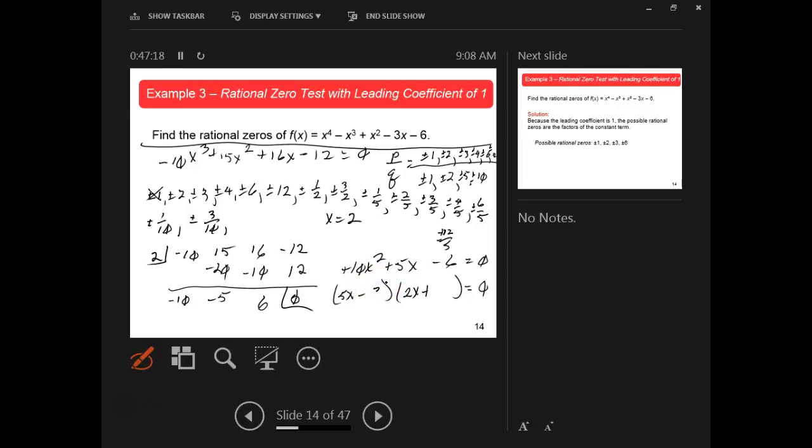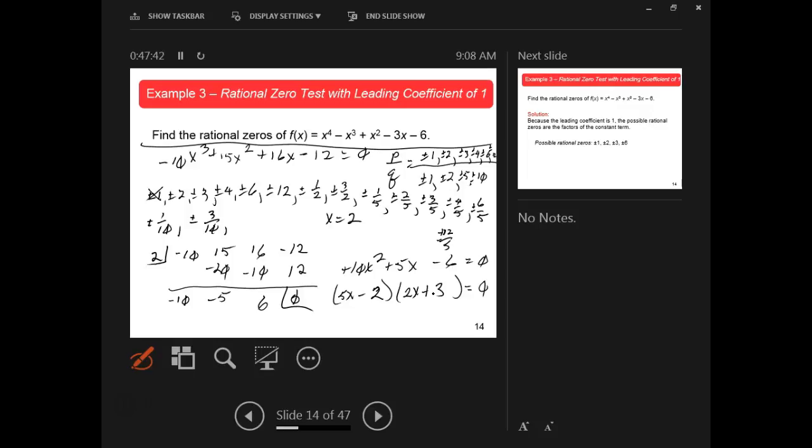I'm not going to do 3 and 2. Because, you see, if this were a 2 here, that would have a factor of 2. If that had a factor of 2, this would have a factor of 2. It can't have a factor of 2. So I'm not going to do 3, 2. I might do 2, 3. Okay? That would be a possibility. Let's try it and see if that works.